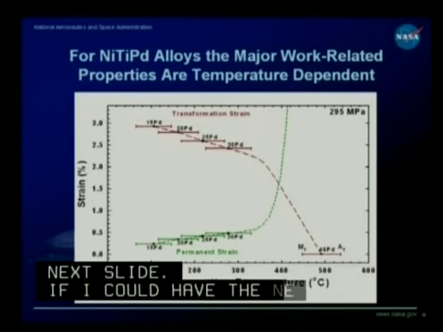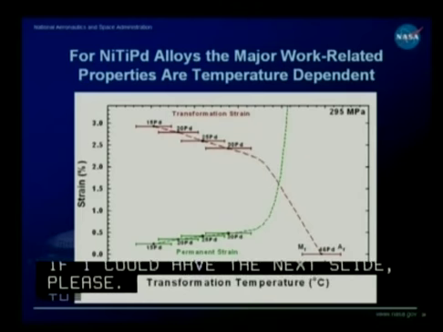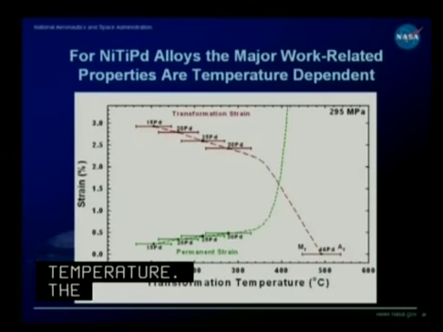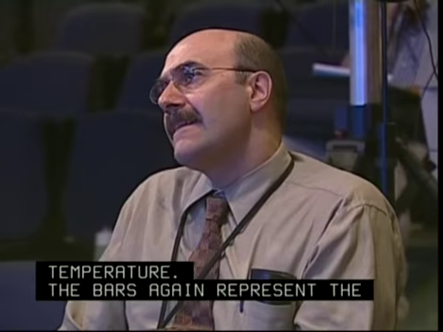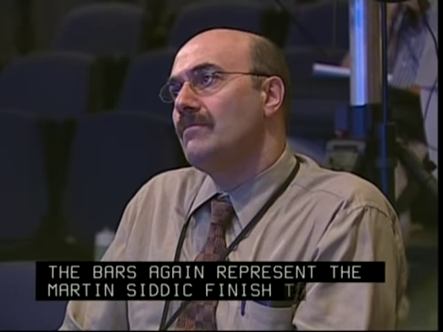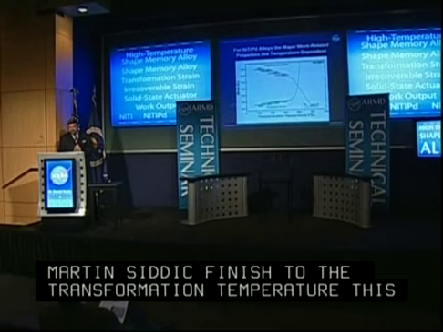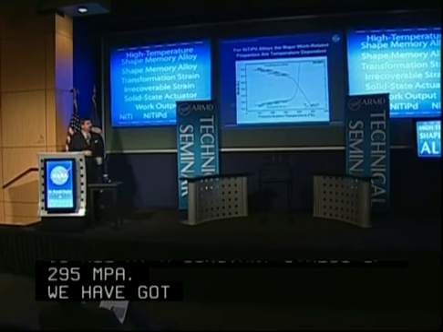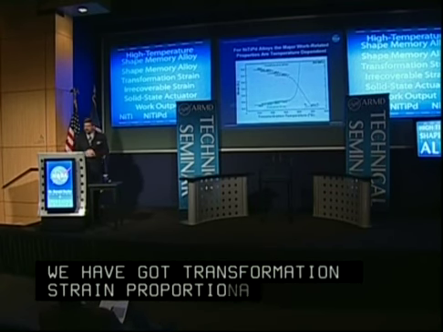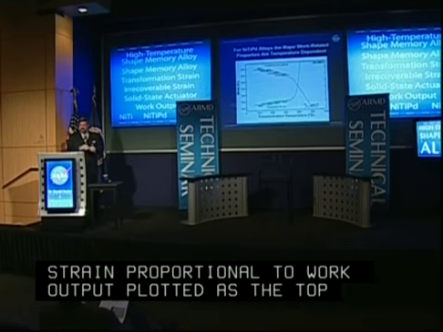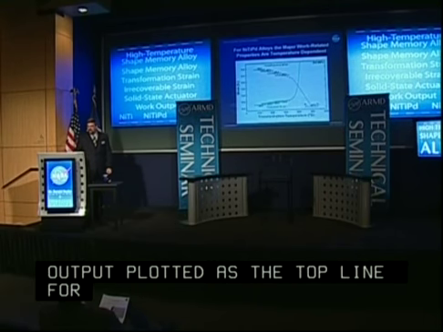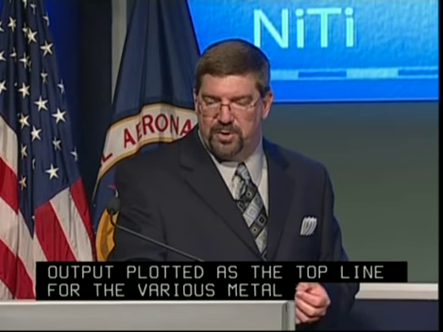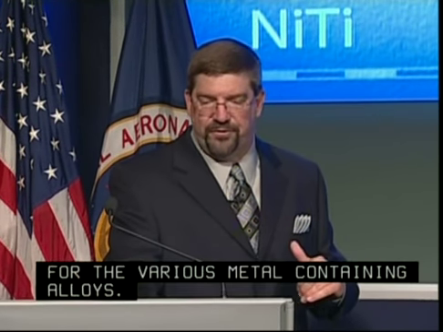This is a plot then again of strain versus transformation temperature. The bars again represent the martensitic finish to the austenitic finish transformation temperature. This is all at a constant stress of 300 MPa or 295 MPa. And we've got transformation strain, which is proportional to your work output, plotted as the top line for the various palladium-containing alloys. And you can see you get a slight decrease in transformation strain with increasing palladium content or increasing transformation temperature, but at some point it drops off and it just falls to zero.